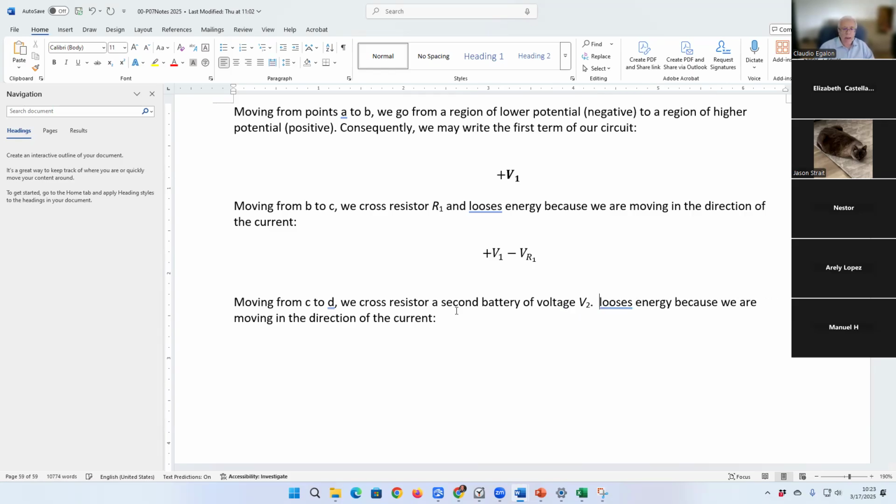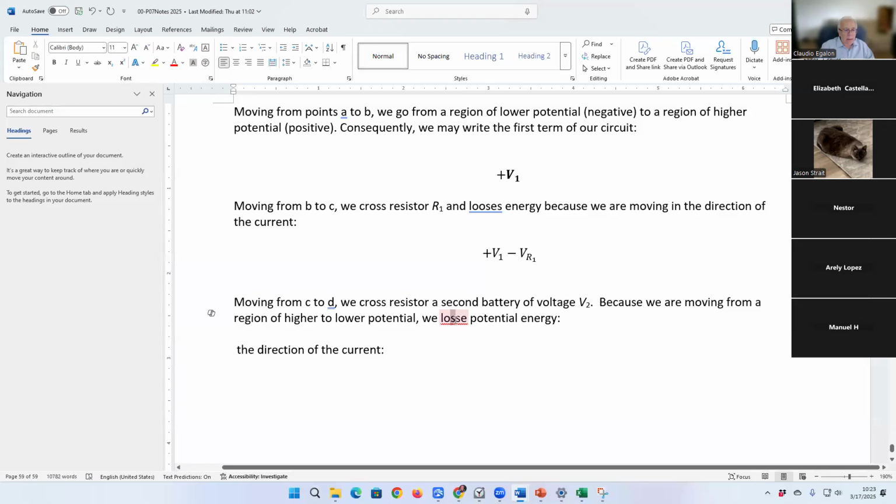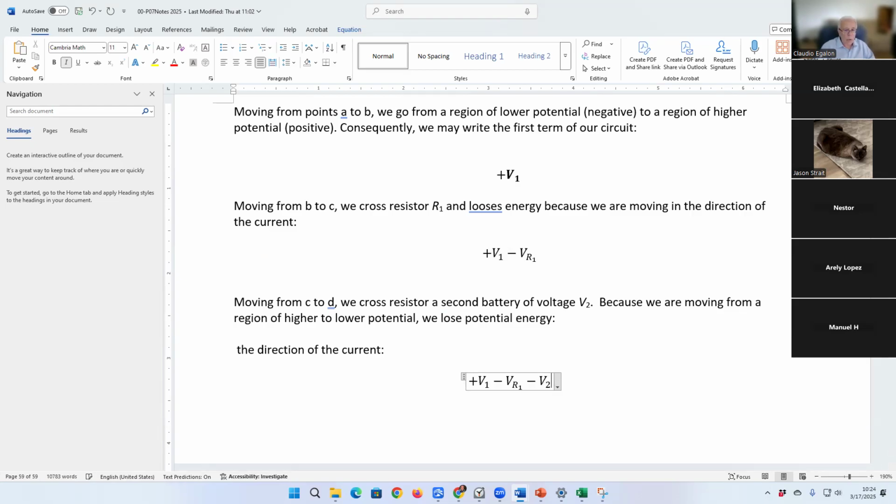Because we are moving from a region of higher to lower potential, we lose potential energy, and our equation should change. So here you go. Now my third term is going to be minus V2.